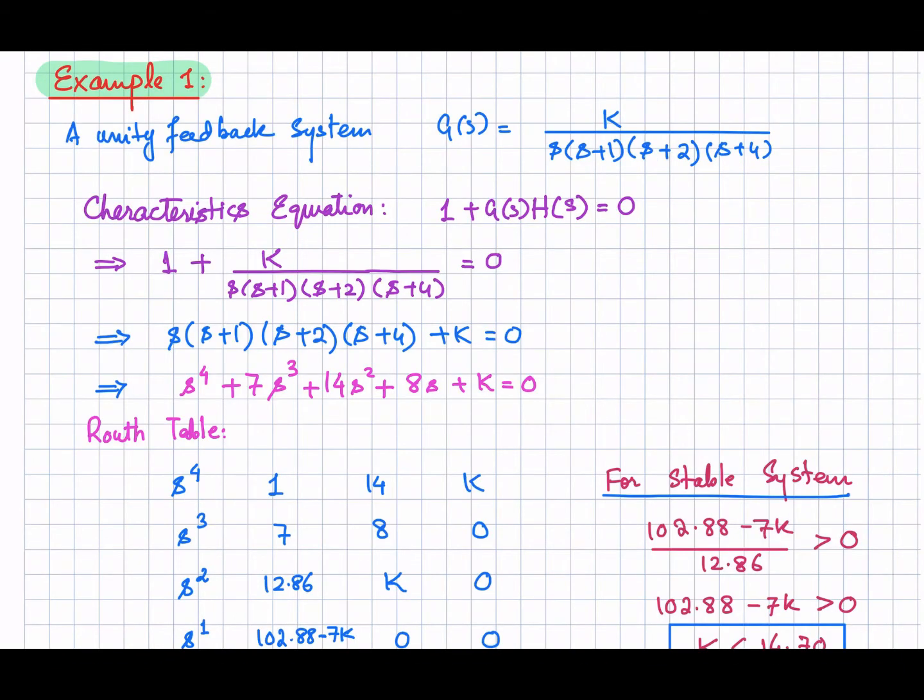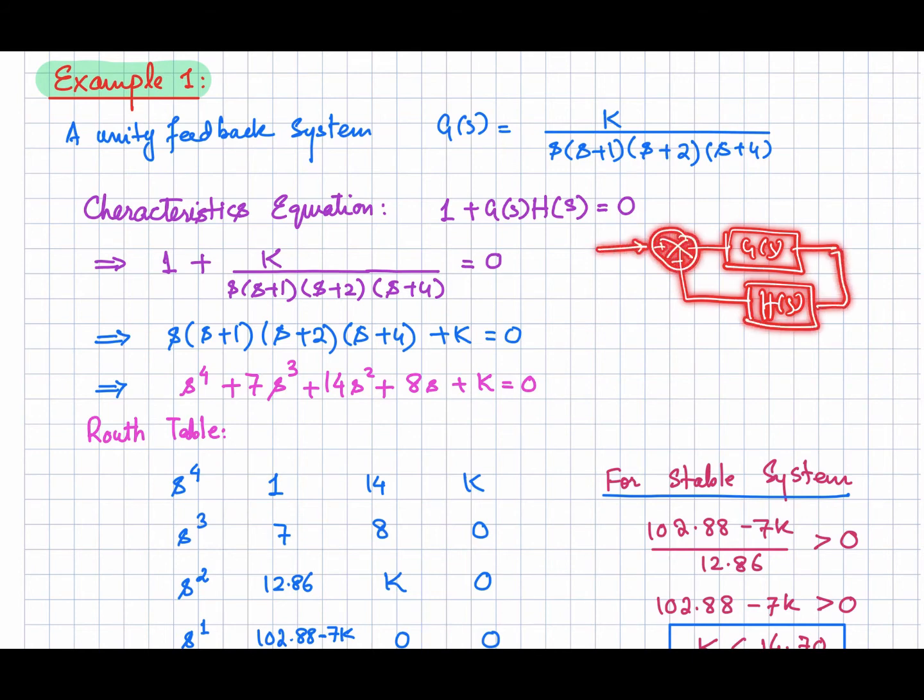Now we look at this example. A unity feedback system is given to us, whose feed forward transfer function is k divided by s into s plus 1, s plus 2 and s plus 4. So if I write down the characteristic equation for a system like that, G of s is the forward path and H of s is the feedback path, and there is a summer over here. For this system, the closed loop characteristic equation is 1 plus G of s into H of s equal to 0.